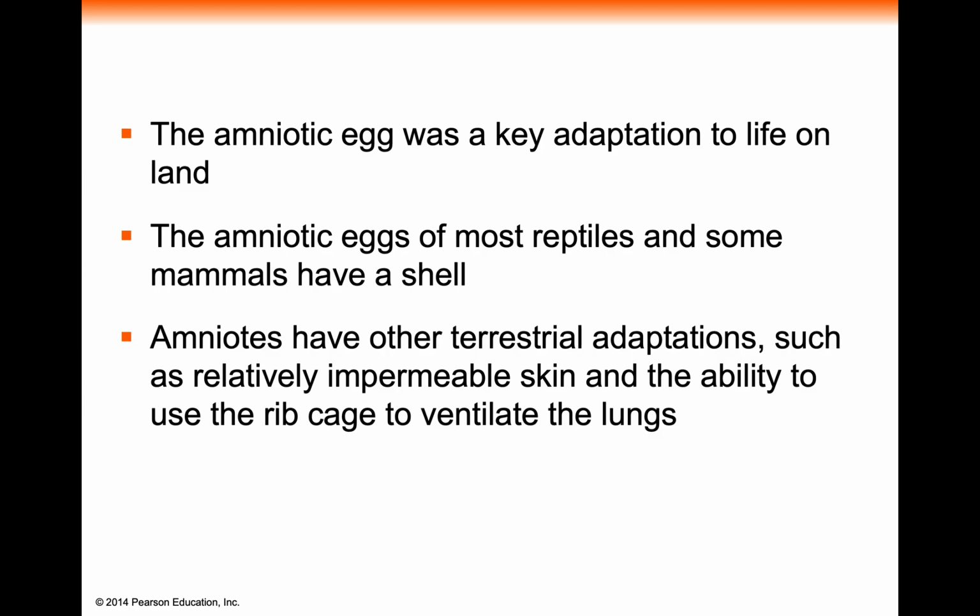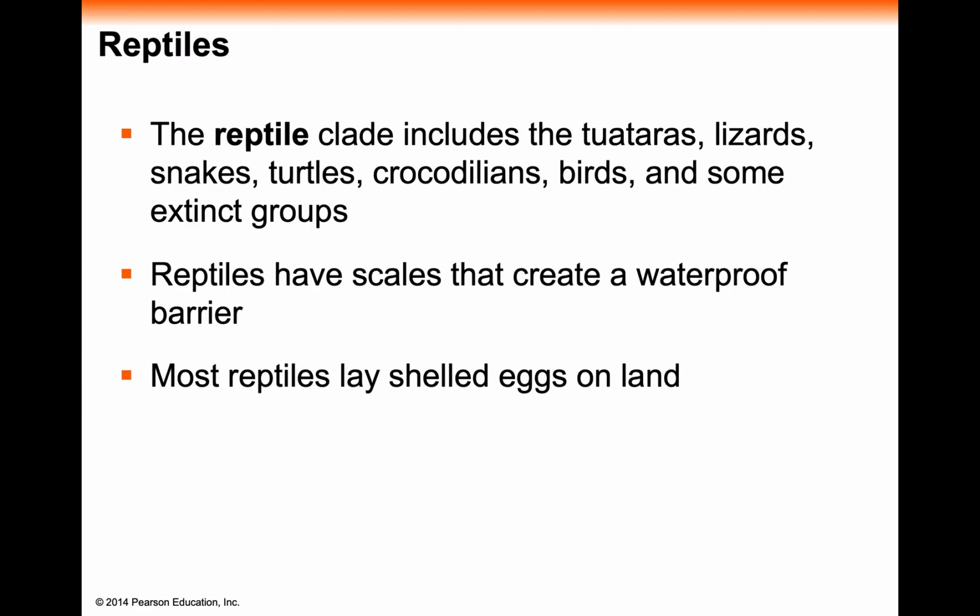So amniotes have other terrestrial adaptations, such as relatively impermeable skin. Basically, our skin doesn't dry out like amphibians. And the ability to use the rib cage to ventilate the lungs. By expanding the rib cage, we can breathe. It's a little different in mammals, where we have a bigger advantage, which is called the diaphragm, but that's in a bit. So the reptile clade includes the tuataras.